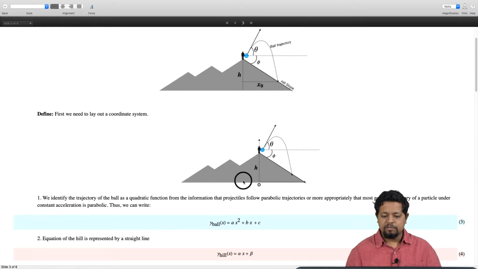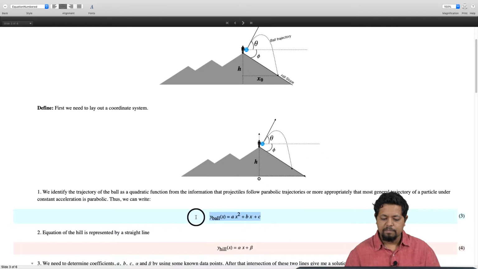So to do that, we first start with some known facts: the trajectory of the ball is going to be parabolic because there is a constant acceleration along the negative y direction. The acceleration due to gravity is constant, so this is a constant acceleration problem. For constant acceleration problems, the trajectory is always a parabola, so we will take that trajectory as a parabola, and we will establish that y ball, the y coordinate of the ball, is given by a x squared plus b x plus c, where a, b, c are some constants. So this is the equation of the trajectory of the ball: y ball as a function of x is a x squared plus b x plus c.